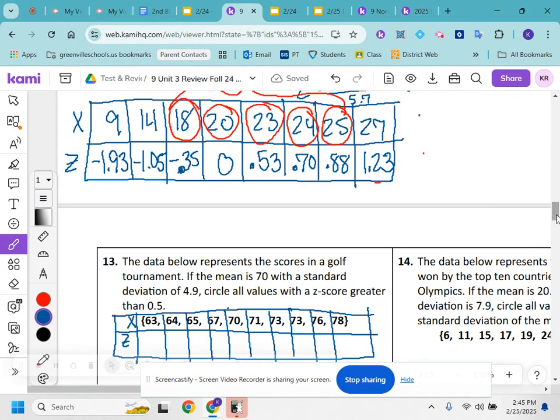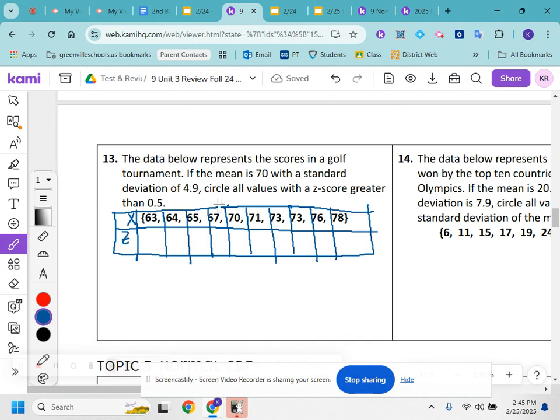I tried. Okay, the mean is 70, so to find a z-score, x, these are your x's, minus your mean of 70, divided by your standard deviation. So those are your x's. You're going to do this equation, if you're doing it this way, 10 times. Well, that's the same number. But x minus your 70 divided by 4.9.